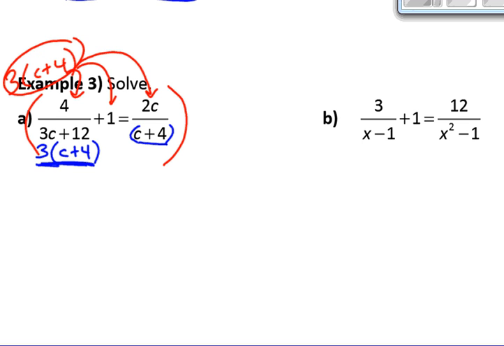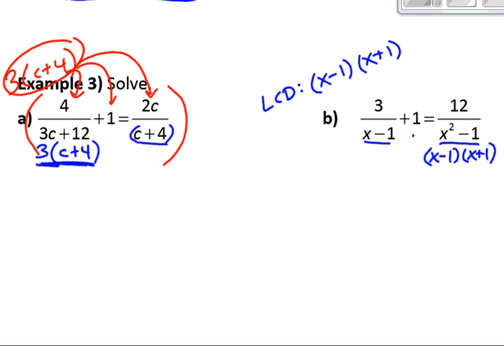For example 3b, we have a denominator of x minus 1, which does not factor, and a denominator of 1, and then x squared minus 1, which does factor into x minus 1 times x plus 1. Notice I already have the x minus 1 in the first term, so my LCD is going to be x minus 1 times x plus 1.